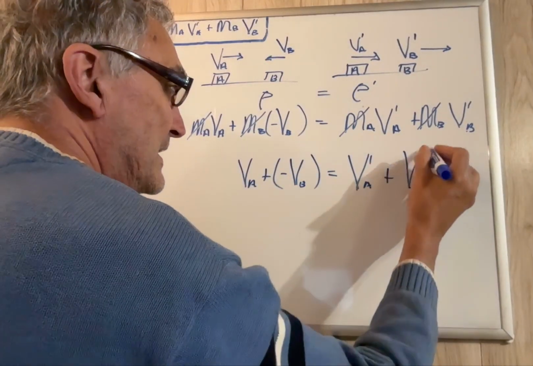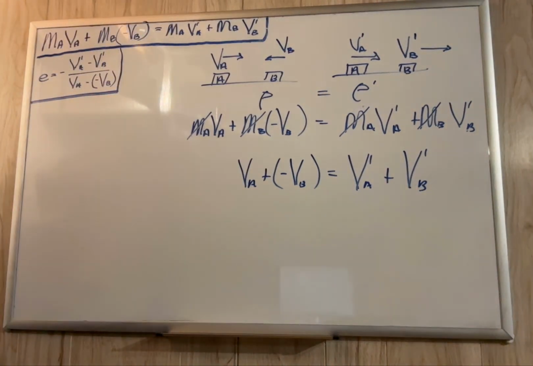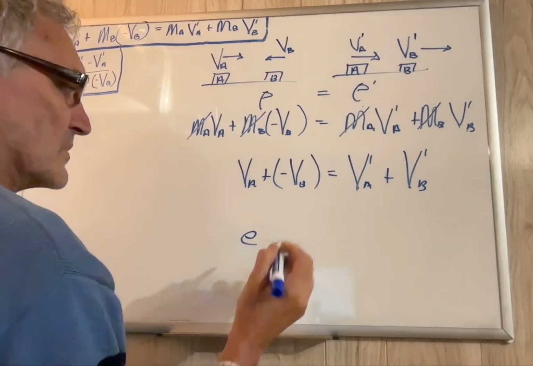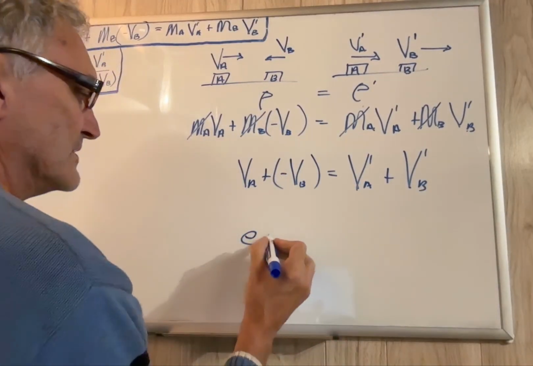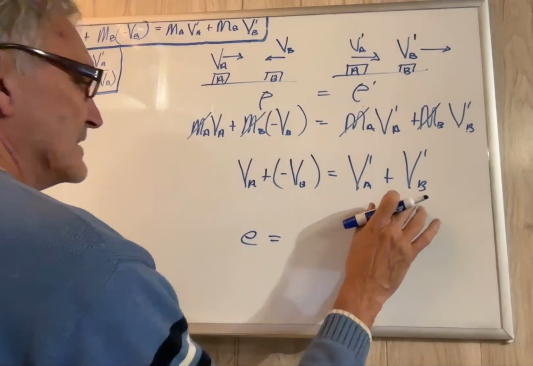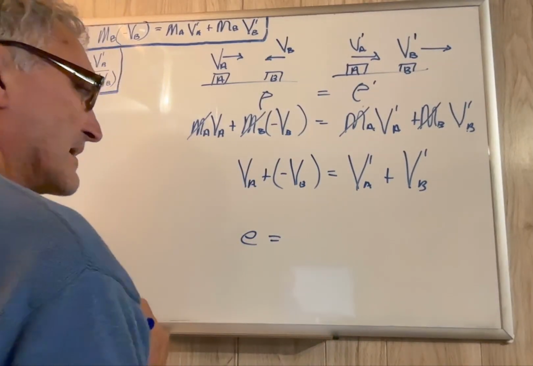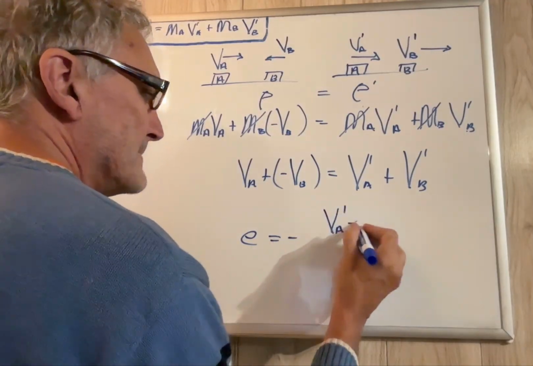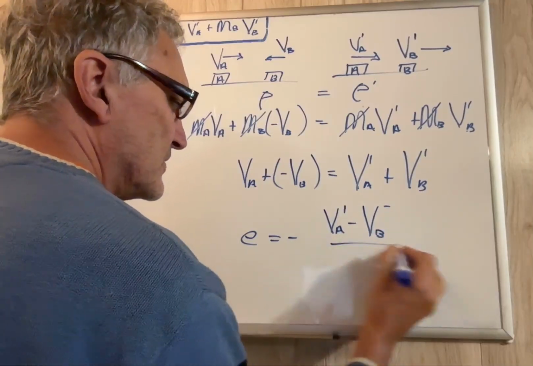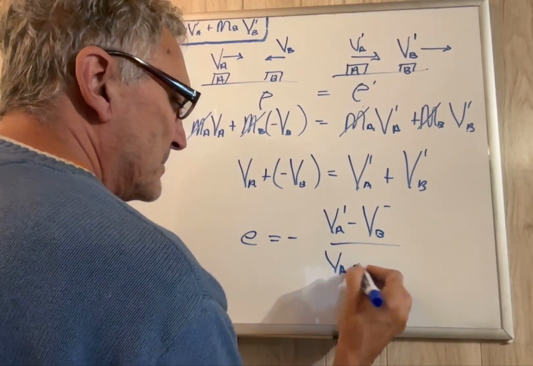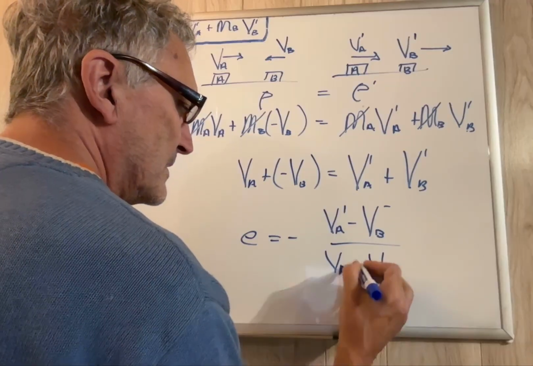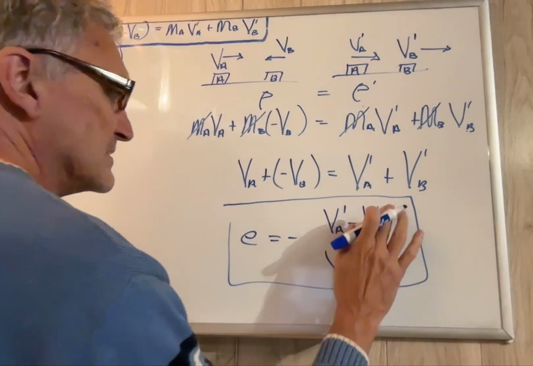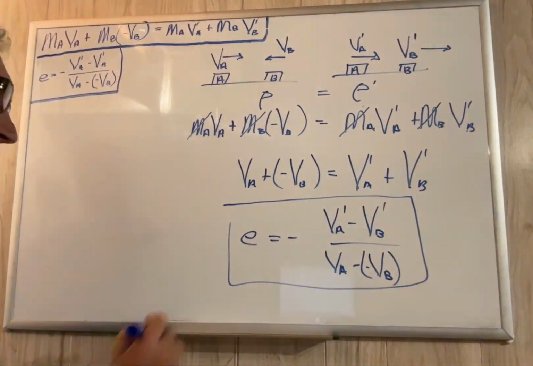Mathematicians and physicists like to have numbers. So we're going to take this side and divide it by this side to make a number out of it. We're going to have this velocity, and we're going to take the negative of it because we want to know the difference. So the negative of velocity prime A minus velocity prime B, divided by velocity A minus velocity B. This equation, and my prime is over here, is very important. It's a nice little equation.